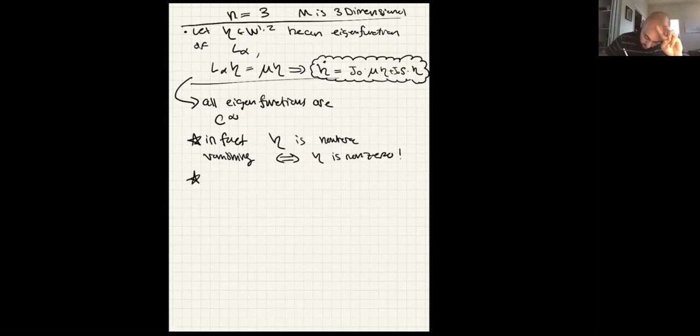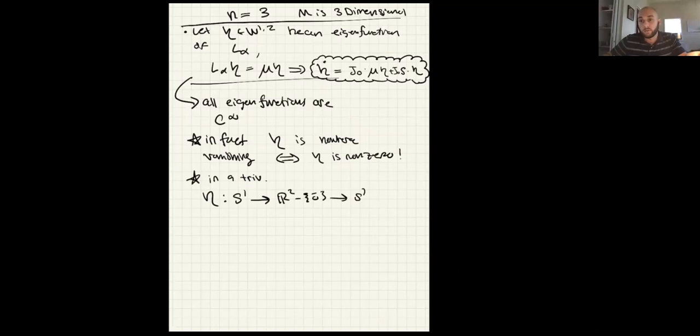And in a trivialization, your eigenfunctions eta are going to map S1 into not R2, but R2 without the origin. So if you compose that with a retraction, then you have a map from S1 to S1. And you can take the degree of this map, and this is called the winding number associated to that eigenfunction. So the degree of eta from S1 to S1 is the winding number of eta.